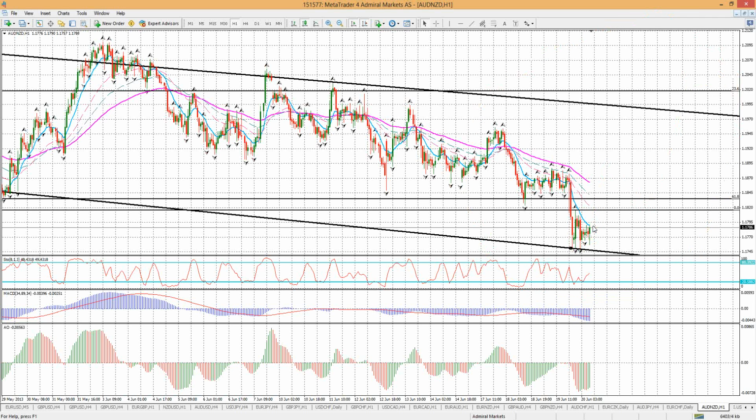So downtrend looking good, but only going to trade it after a pullback and continuation, and depending on price action.